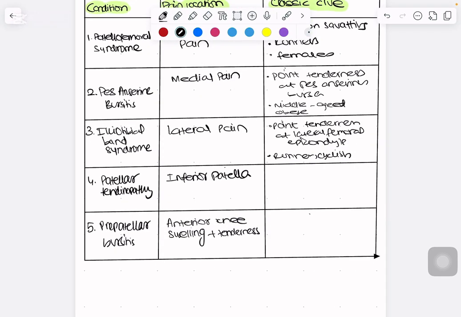Next up, we have patellar tendinopathy. In this, the patient will have localized pain in the inferior patella, and there will also be point tenderness at the joint insertion. It's also common in jumping sports like volleyball or basketball.